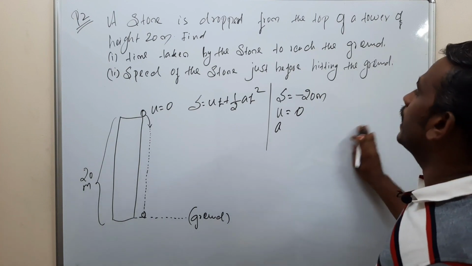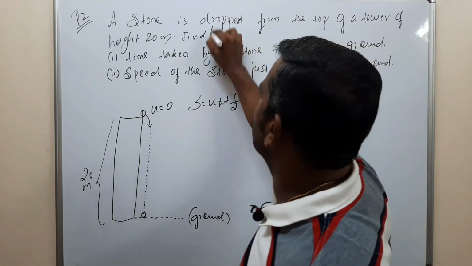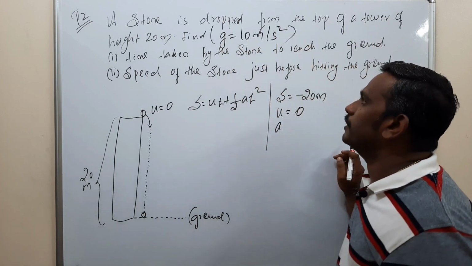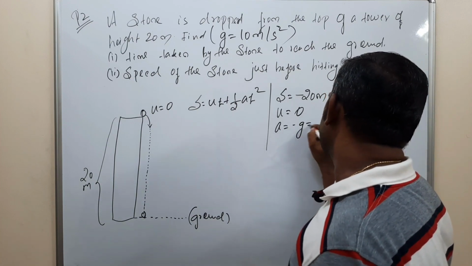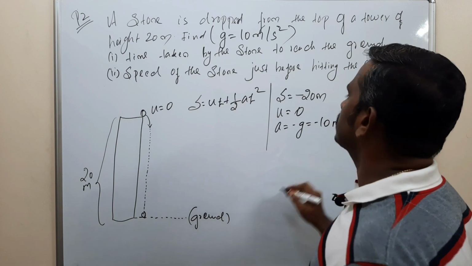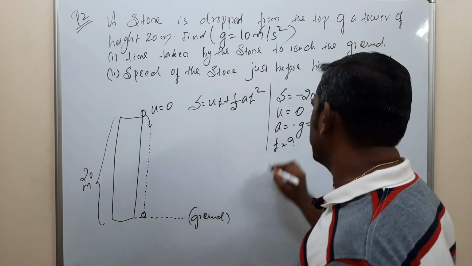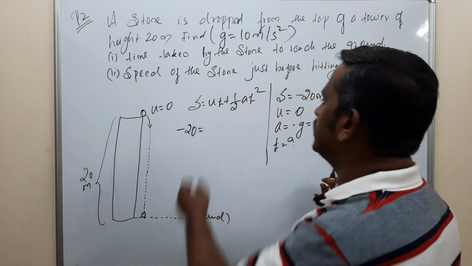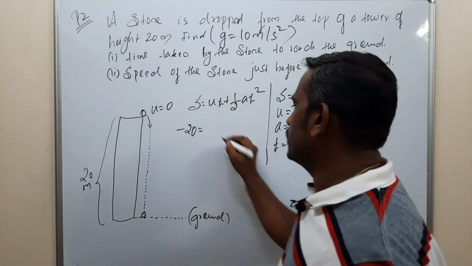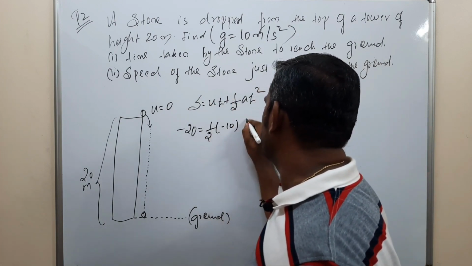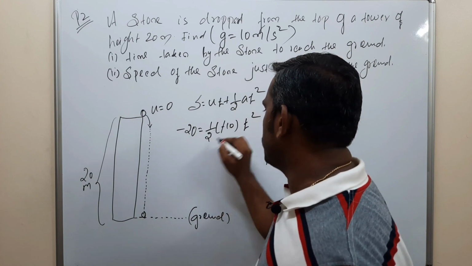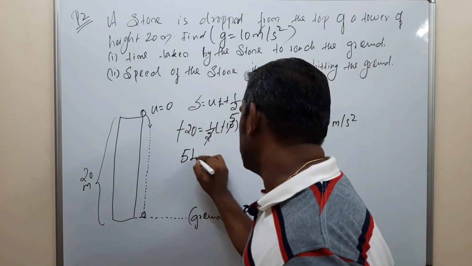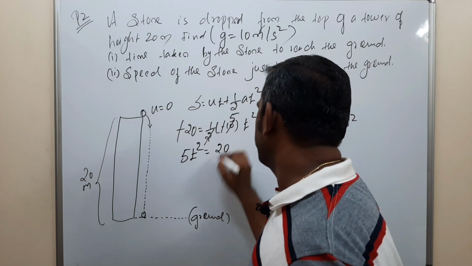Acceleration: it is given in the question that g is equal to 10 meter per second square. So a is equal to minus g, which is minus 10 meter per second square. We have to find t. Substitute the values: minus 20 is equal to ut, that term becomes 0 because u is 0, plus half into minus 10 into t square. The minus signs cancel, so 5 t square is equal to 20.